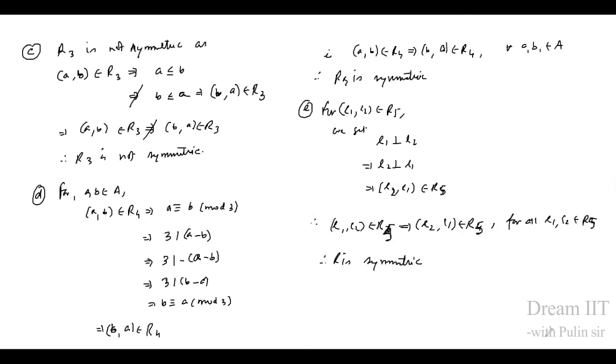Okay, so now I'll be going for type 3, right? Type 3 relation, number 3, that is the transitive relation.